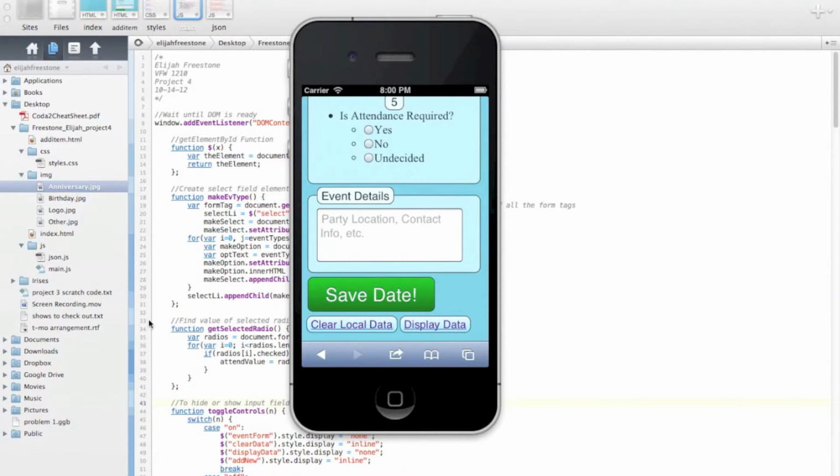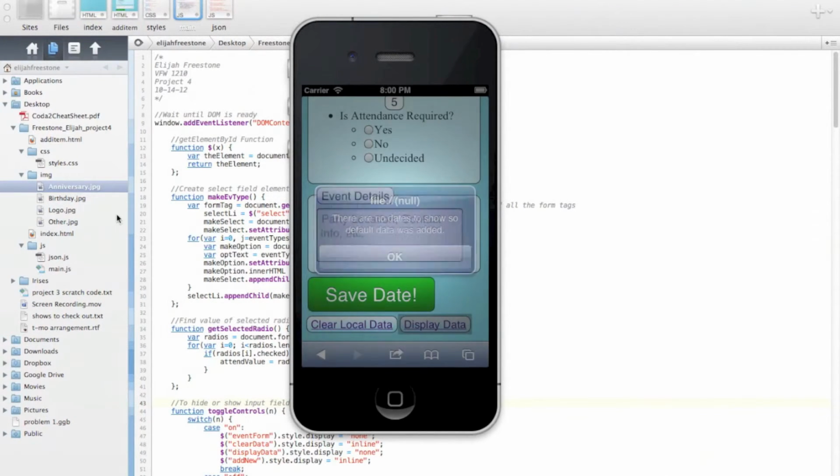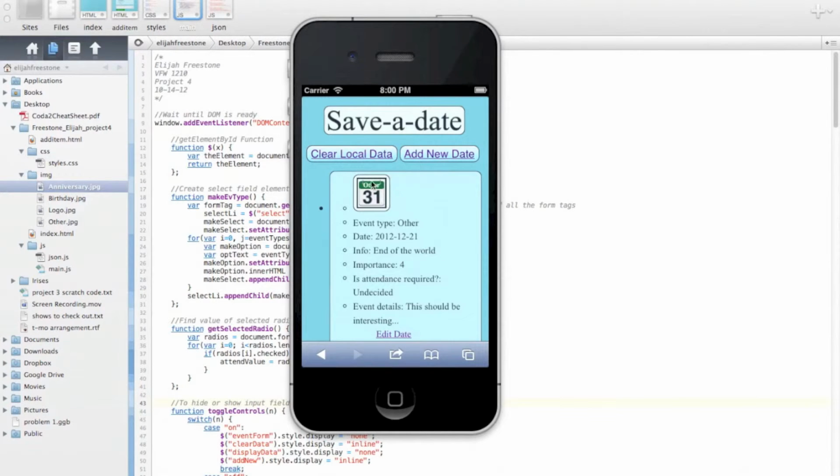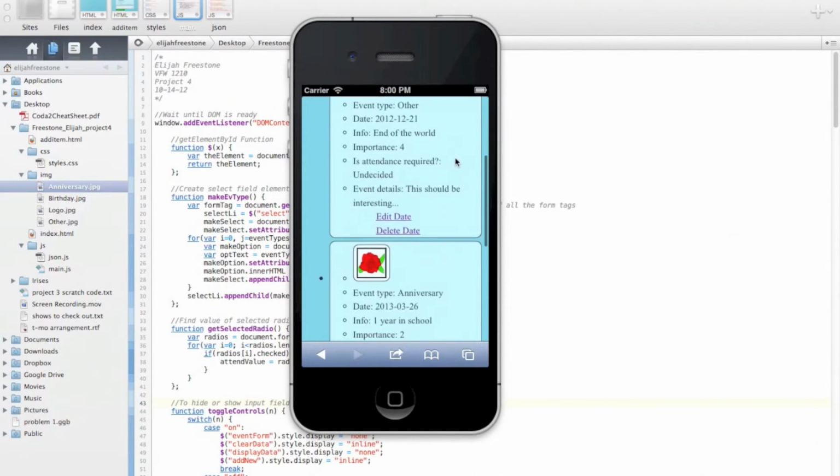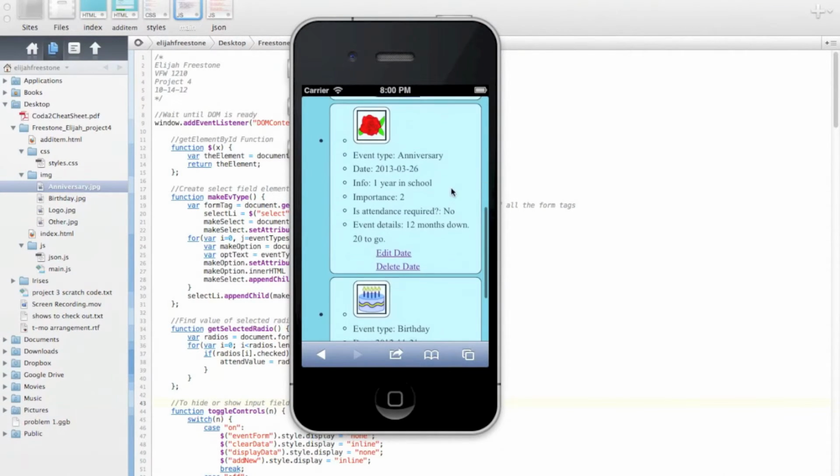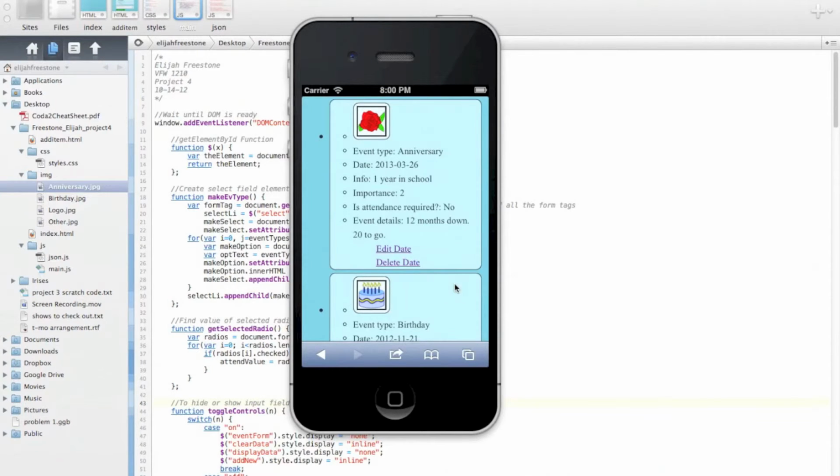So let's go ahead and display our data. It fills up with my JSON data. So this is actually the others icon I came up with. It's just a calendar, and instead of the month, it says other. And then we have a rose for anniversaries and a cake for birthdays.